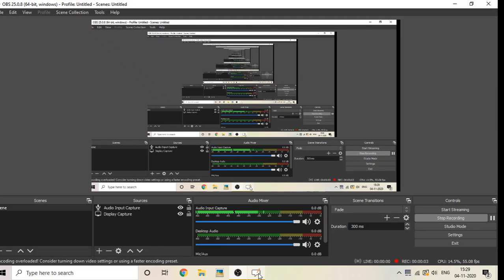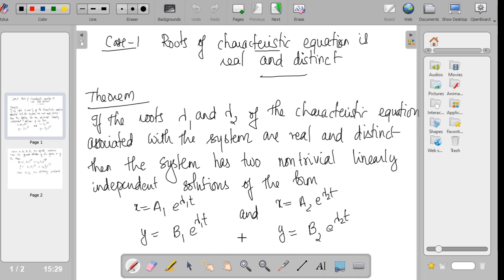Hello all. So in today's class we will look at case 1 where the roots of the characteristic equation are real and distinct. So we will look at what is the form of the general solution when you have the roots to be real and distinct. This is a theorem which gives the form of the general solution. If the roots lambda 1 and lambda 2 of the characteristic equation associated with the system are real and distinct, then the system will have two non-trivial linearly independent solutions of the form.